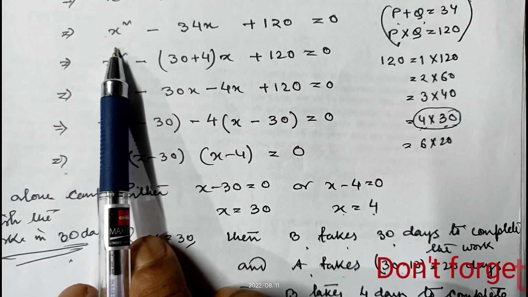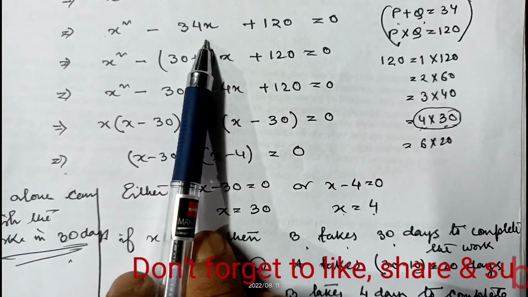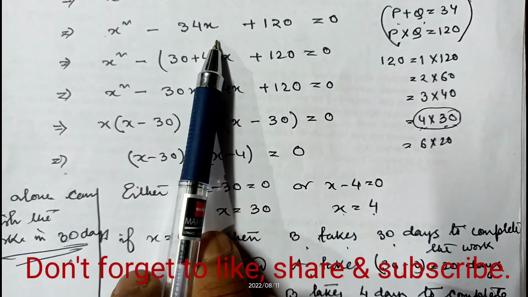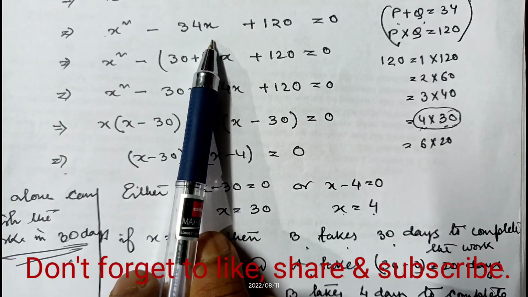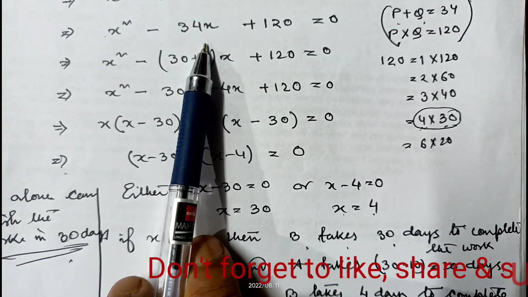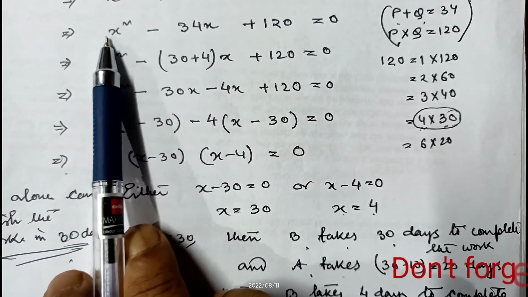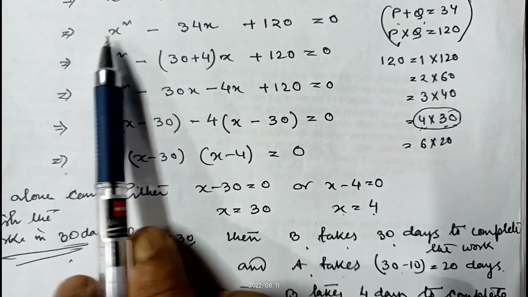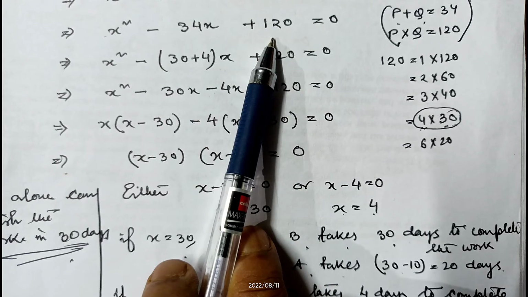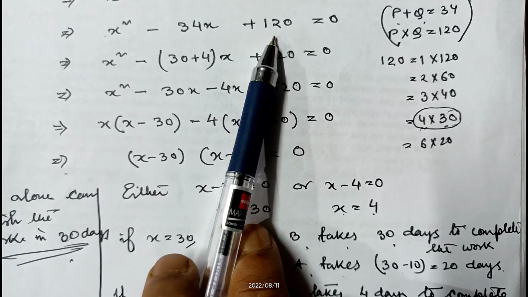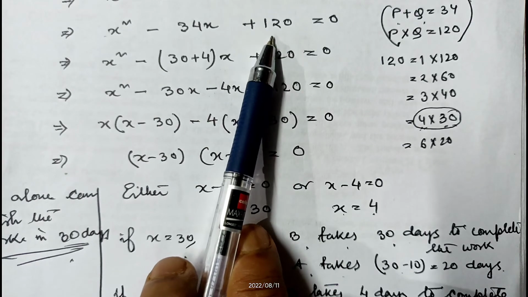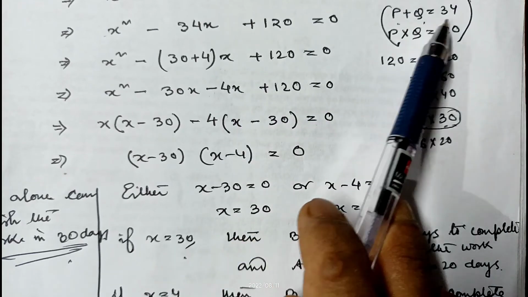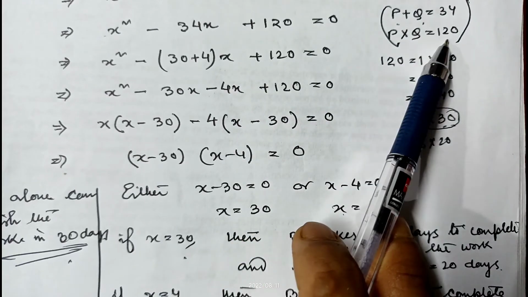So we got one quadratic equation, X square minus 34X plus 120 equals 0. This equation can be solved in various ways. Here I am doing it by middle term factorization. Here the coefficient of X square is 1 and the constant term is 120. If we multiply 1 and 120, it will be 120. Since this 120 is positive, we need two numbers whose sum should be 34 and product should be 120.